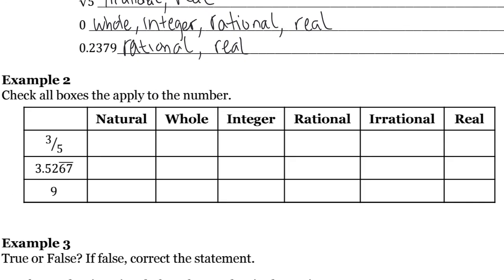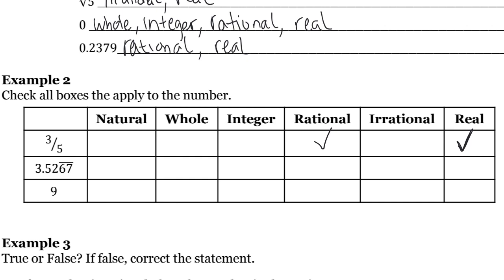In example 2, they want to check all the boxes that apply. So 3/5 is a fraction. Where do fractions come in at? All fractions are rational and real.